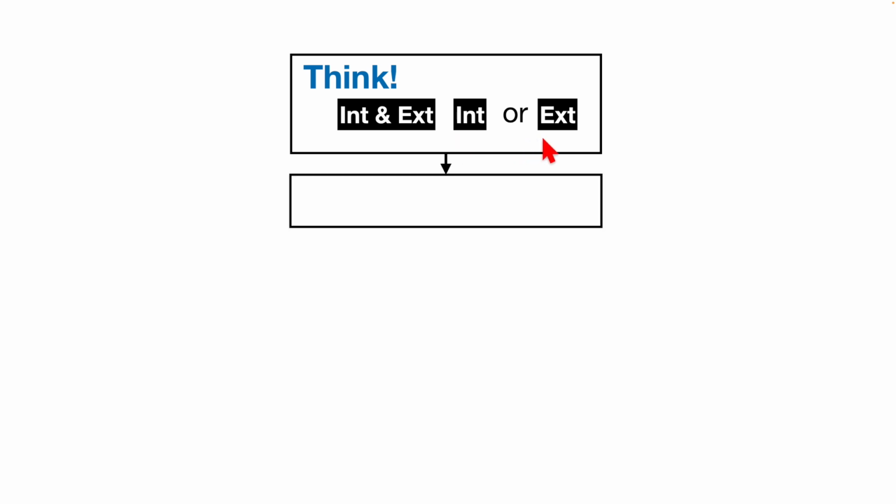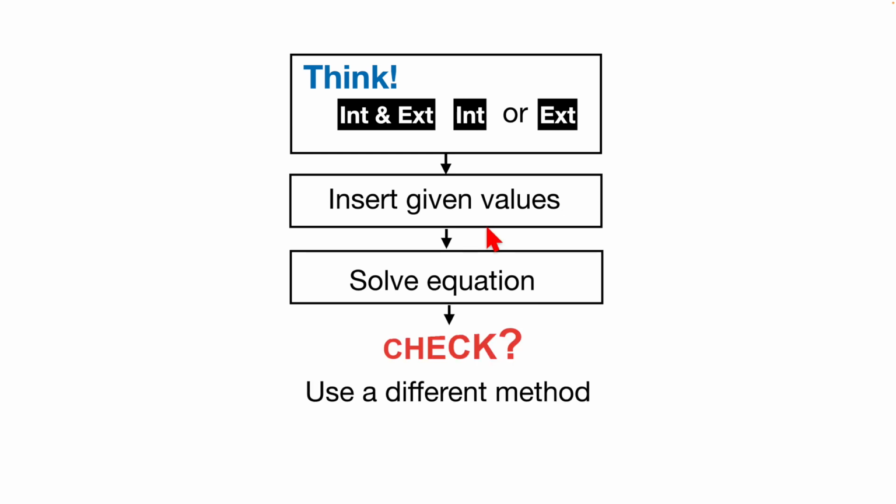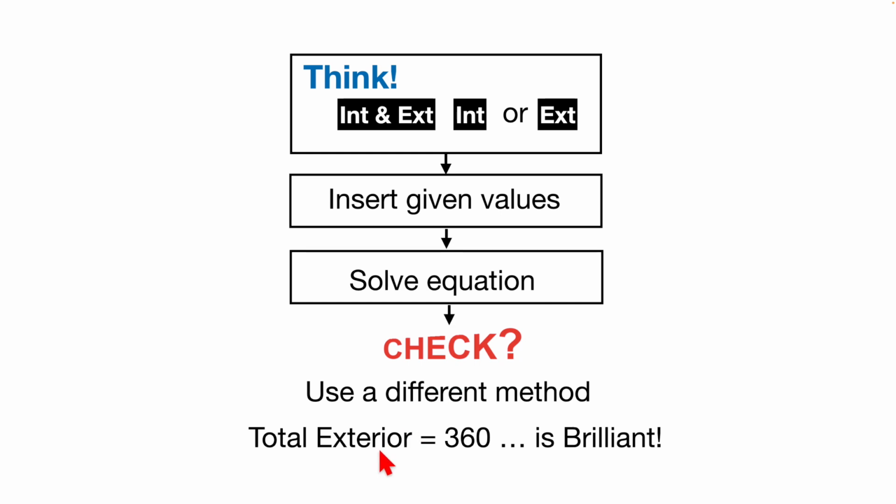Right, this is the process for me. These are the 3 things you know: interior, exterior, and exterior. One of those is going to solve your problem. Find out which one it is, insert the given values, solve the equation, and then check it. It's an idea to check it using a different method. And this is really useful: total exterior equals 360. People tend to forget it.